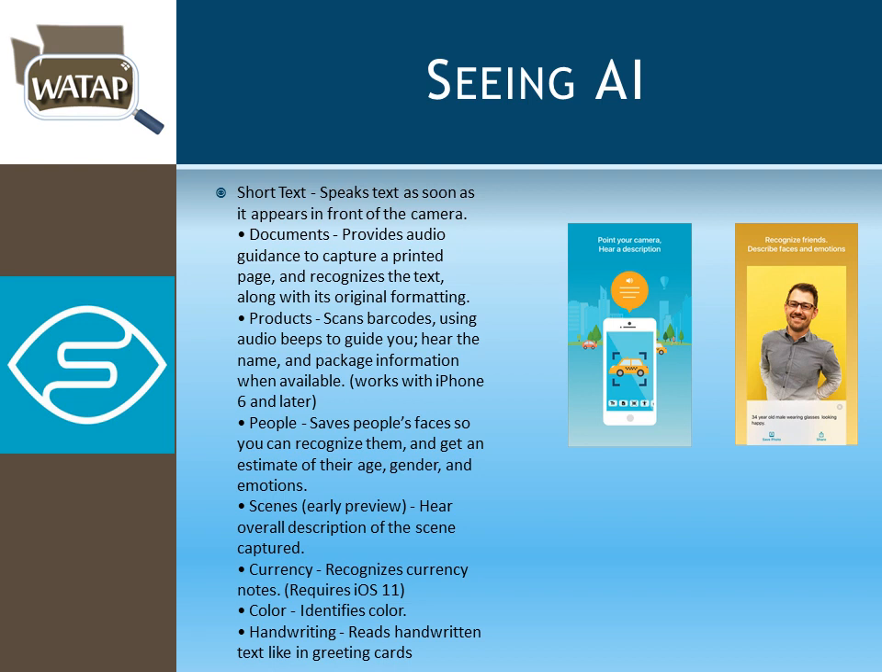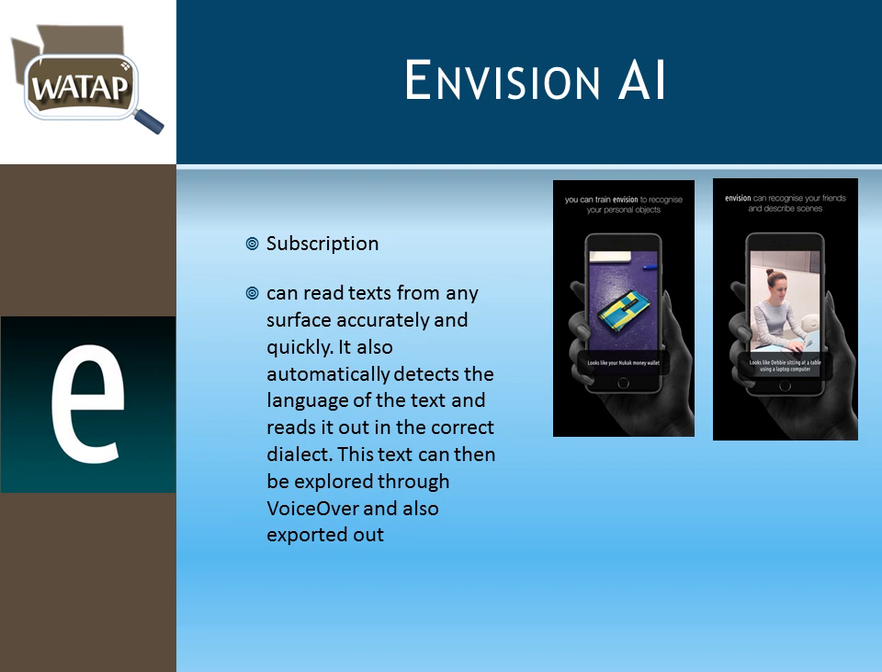Seeing AI, this is a free app on iOS. This allows real-time capturing of images and pictures, and it'll capture text and read the text out loud to an individual. So this works very well. It's only available for iOS. It also has facial recognition, and so you can actually store faces, for those individuals who have a tendency to forget people's names. And they're starting to work on handwriting recognition as well. That tends to be a little bit more quirky.